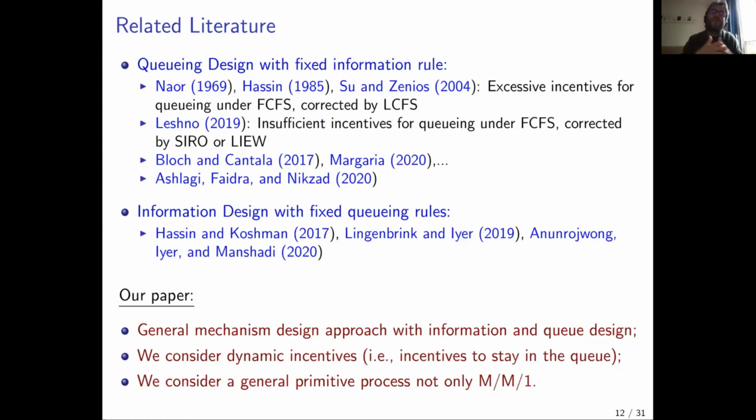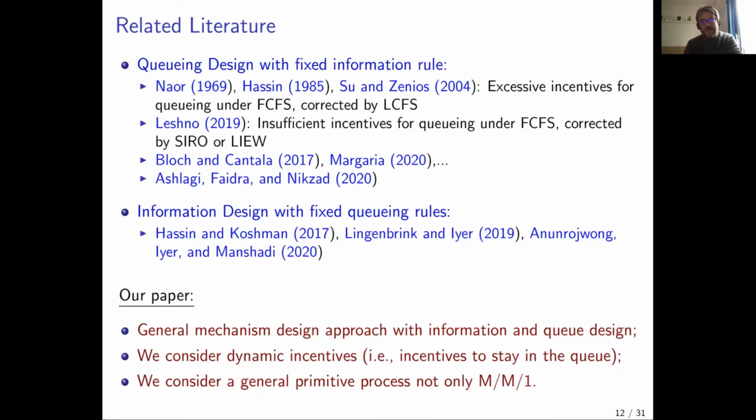So the equilibrium queue length is going to be too long compared to what would be socially optimal. The idea is that when agents join the queue, they don't internalize the externality that they may exert on those who will be joining later on. And so first come first served is suboptimal. Hassin showed that this is corrected by last come first served. In this environment, last come first served turns out to be optimal.